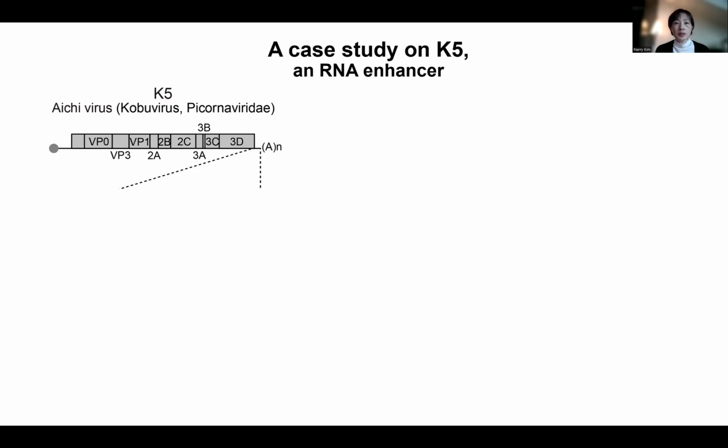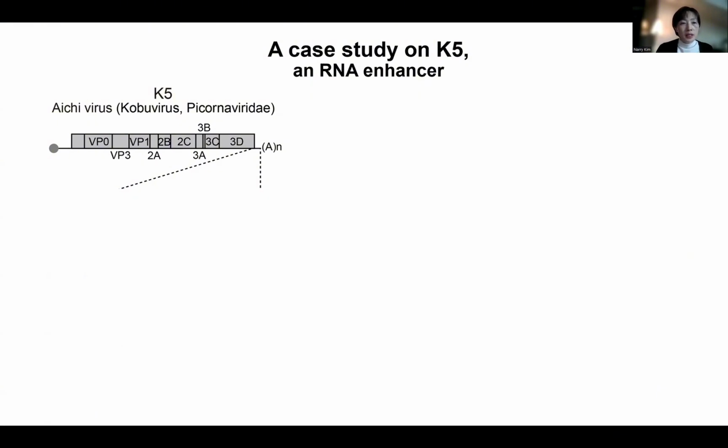So this is a potent RNA enhancer, and it comes from Aichi virus, which belongs to the Kobuvirus genus and Picornaviridae family. This virus has not really been studied much because it only causes mild gastroenteritis, but it is apparently widespread in nature and in the human population.